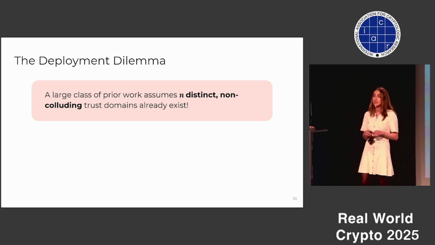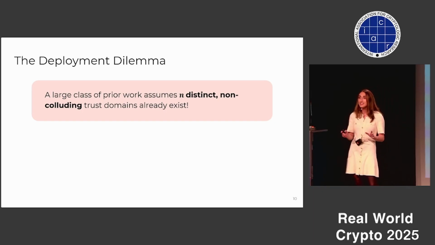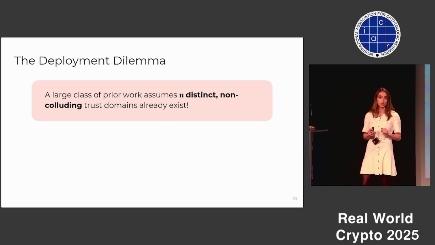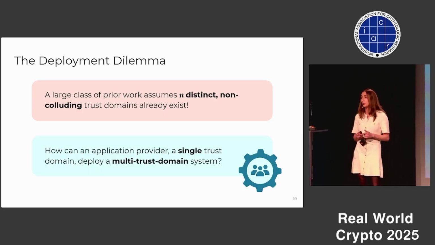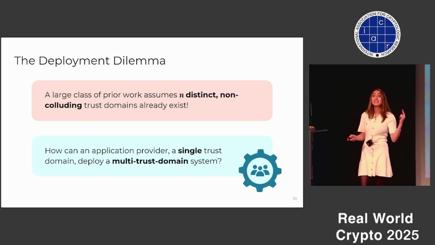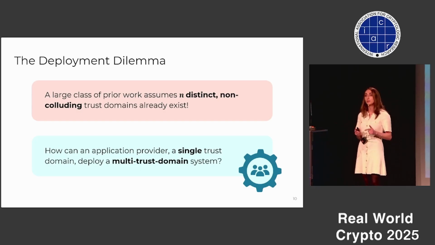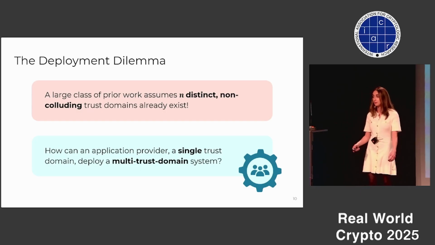So there are a lot more distributed trust applications, but unfortunately, a significant challenge still precludes the mass adoption of distributed trust. And this is that a large class of prior work simply assumes that N non-colluding trust domains already exist. But this is far from the truth. And it brings us to the deployment dilemma, which is how can an application provider, which is inherently a single trust domain, go ahead and deploy a multi-trust domain system?